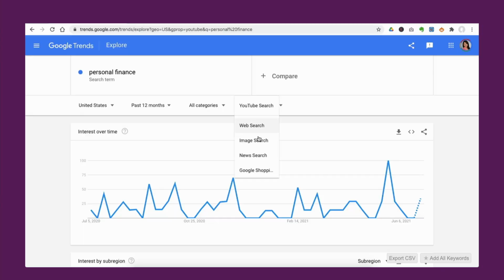Now, if you also want to rank on Google or any of these other websites, image and news, then you can choose web search. But I think it's nice to start with YouTube search so you can start to rank your videos immediately and start to grow your channel immediately. So let's leave this at YouTube search.